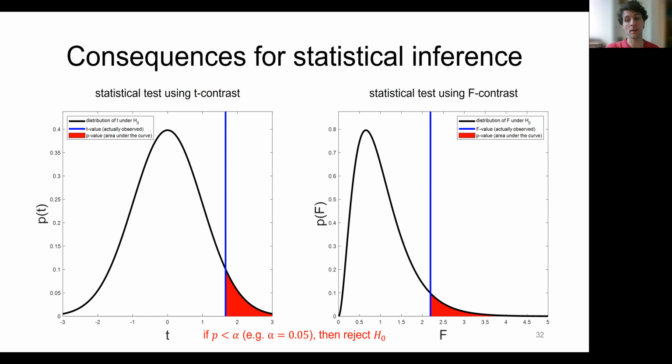The same can be done for F contrasts, obviously. On the right, we see the distribution of the F statistic under the null hypothesis as the black line. Once again, we are calculating the probability of obtaining an F value which is as extreme or more extreme than the actually observed test statistic. This is the area shown in red. This is the p-value, and if the p-value is smaller than our significance level, then we can reject the null hypothesis and, for example, conclude that there is activation in at least one of the experimental conditions.